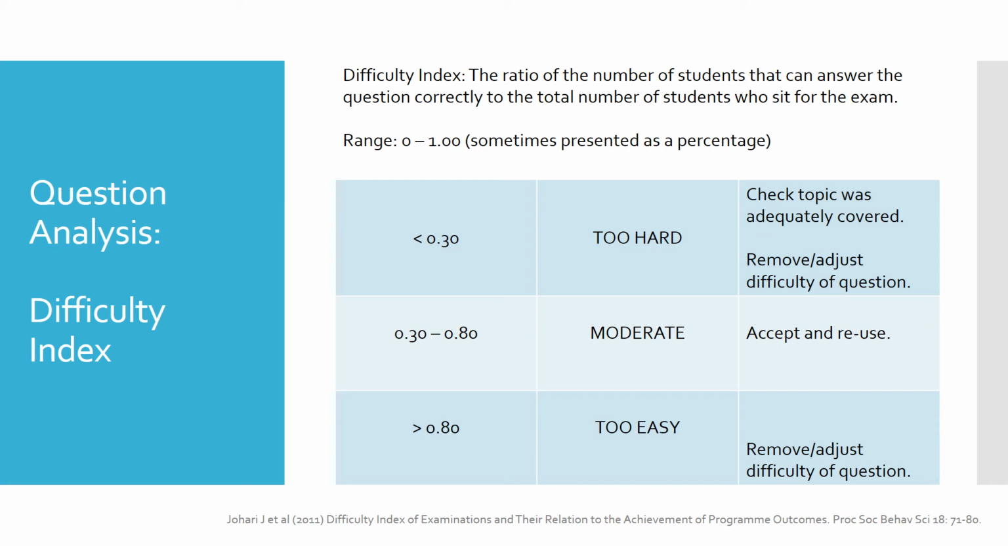What we're looking for ideally is to have our difficulty index between 0.3 and 0.8, or between 30 and 80%. So that would be between 30 and 80% of students answering it correctly. So that would be deemed a moderate difficulty, and those are the questions that we want to accept and reuse if they also have a good discrimination ability. If they are above 0.8, that means that they are too easy. More than 80% of students are actually answering it correctly. So that means that we probably need to think about removing that question or adjusting the difficulty of that question if we use it in the future.